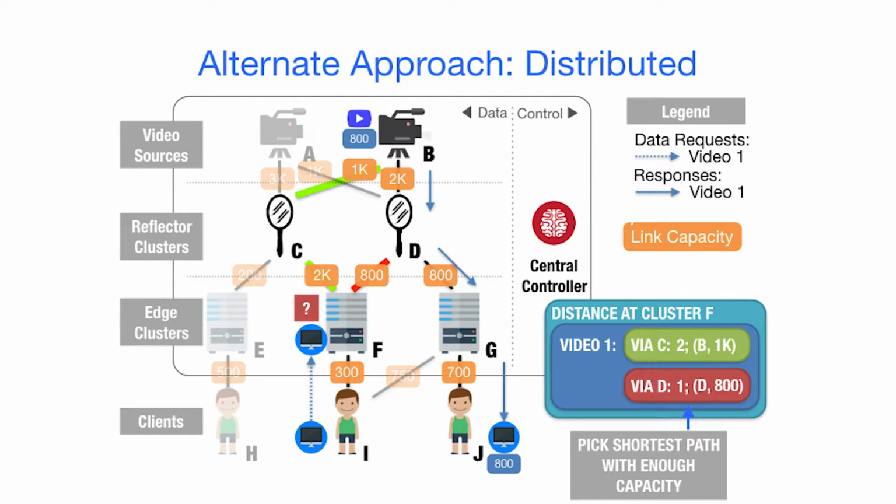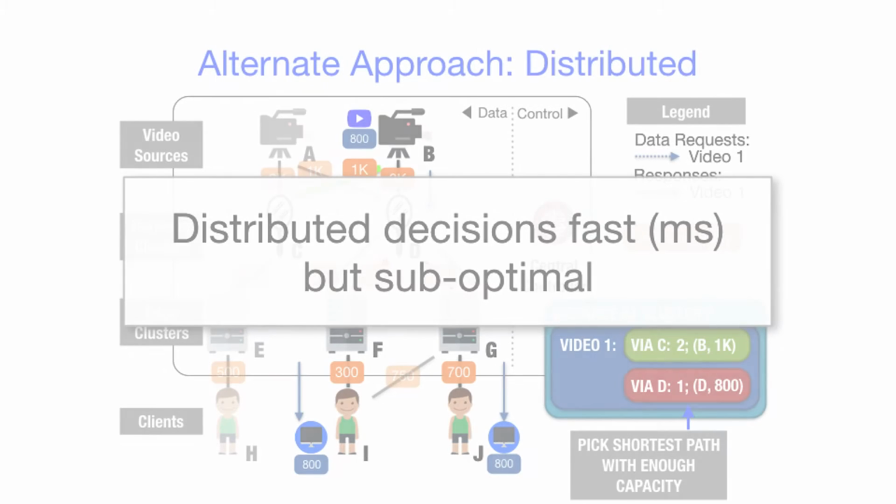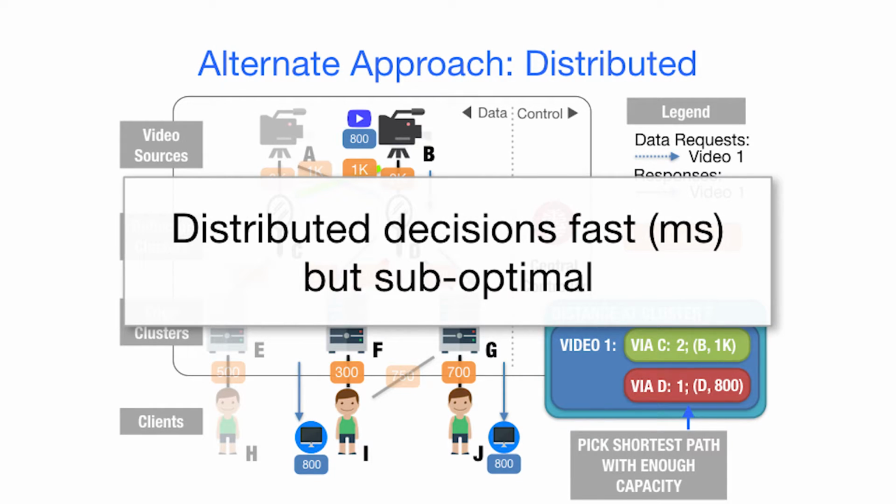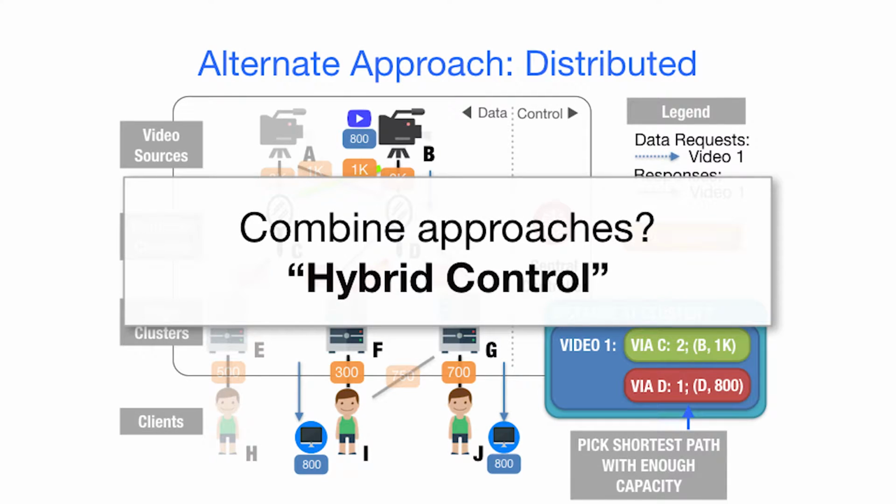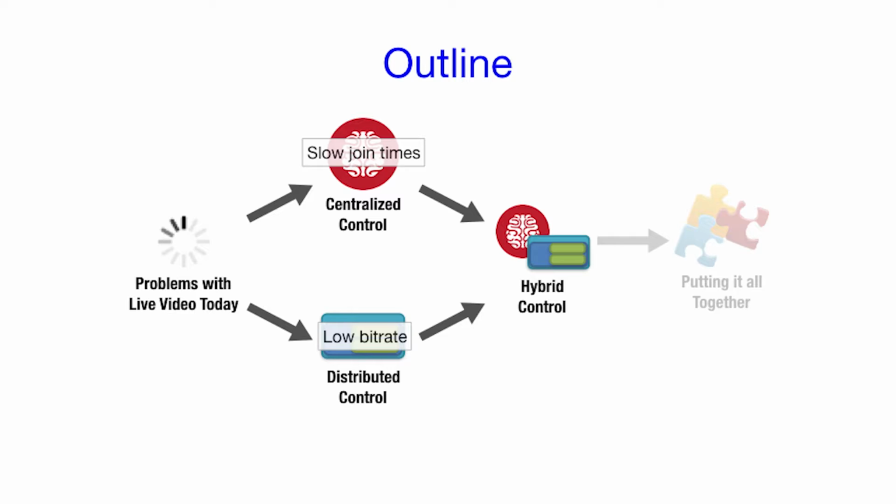And so the nice thing about this is you can run this effectively immediately, because it's only computed based on local information. But as we saw before, since we don't have a global view, it's not going to be optimal. So of course, this question comes up with, we have these two competing approaches. Can we combine them in some way to get the best of both worlds? Namely, can we get rid of the slow join times of centralized and the lower bit rates of distributed control?